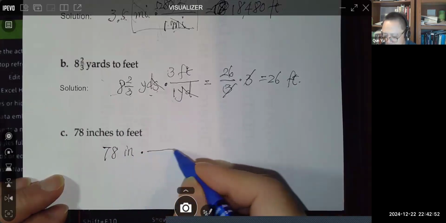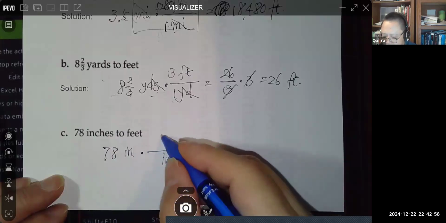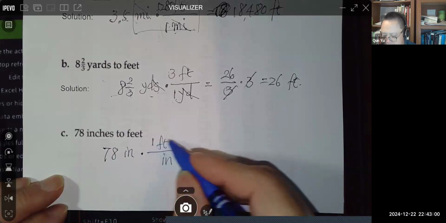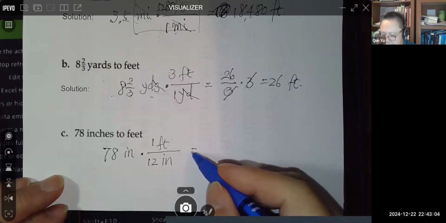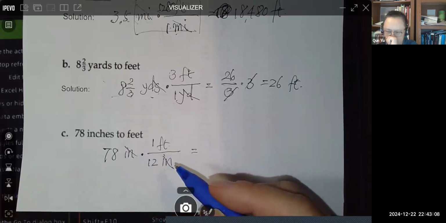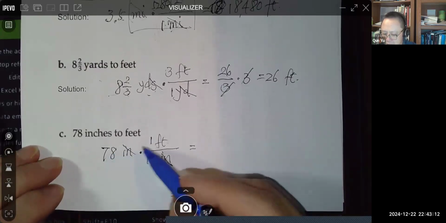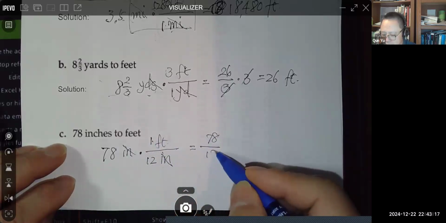So we need to multiply a fraction where we need to cancel inch and get feet. Just write the fact, 1 foot, 12 inches. Now this time, inch canceled, 12 is on the bottom. Denominator is also called divisor. So we're going to use the 78 times 1, which is still 78, then divide by 12.